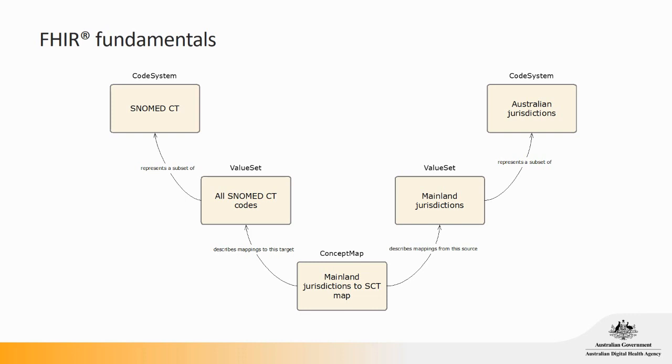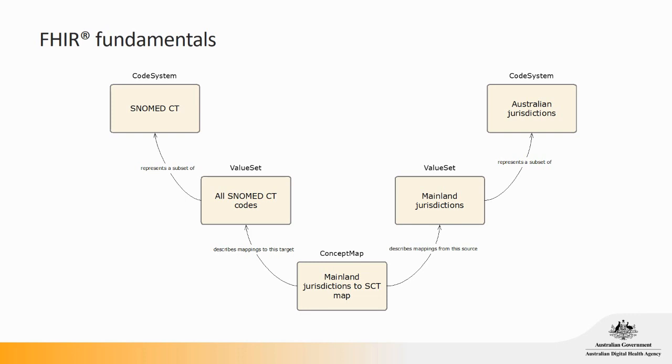Now a value set specifies a list of codes taken from one or more FHIR code systems for use in a particular context. It provides value to the user because it contains a practical list of codes for a particular use. So here I have a local value set representing mainland jurisdictions only, that is excluding Tasmania. However, a value set can represent an entire code system because sometimes it is useful. So here on the left, I have a value set representing all of SNOMED CT codes.